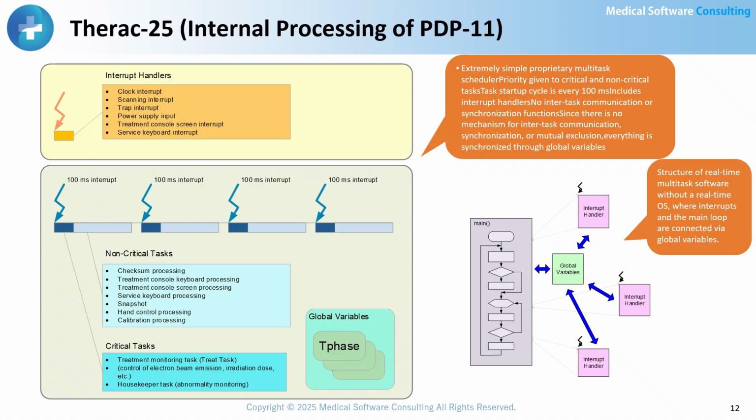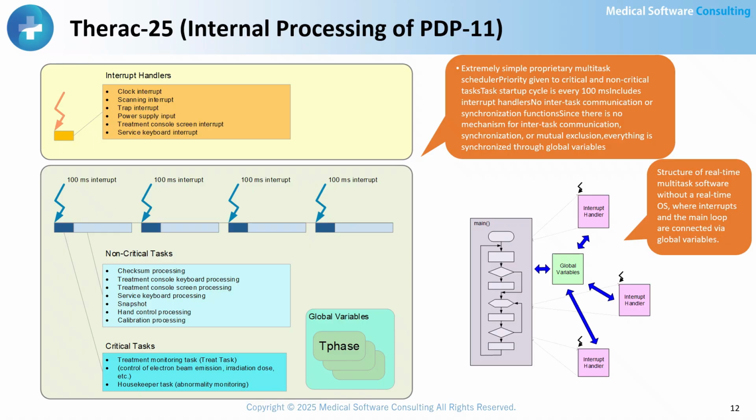When the periodic 100-millisecond task was invoked, the treat task was executed. It referenced a global variable called T-phase to determine which state, 0 through 7, the system was currently in, and then executed the subroutine assigned to that state. As shown in the diagram, this was a typical structure of real-time multitasking software before the spread of real-time operating systems, a main loop with interrupt handlers using global variables to branch execution within the loop and manage multiple processes.